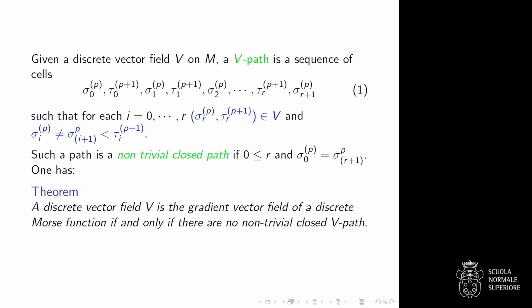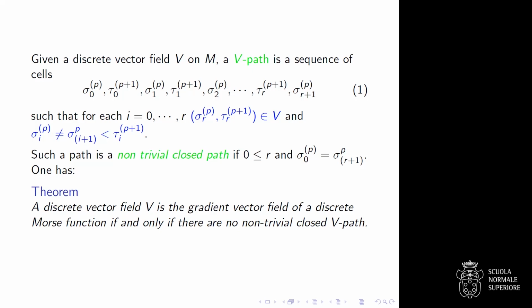So if we have a discrete vector field V on our CW complex, a V-path is just a sequence of cells of this type, in which, of course, sigma_i is in the boundary of tau_i, such that for each i, sigma_i^p, tau_i^(p+1) belongs to V, of course. So this is a path inside V, and sigma_i^p is different from sigma_(i+1)^p, okay?